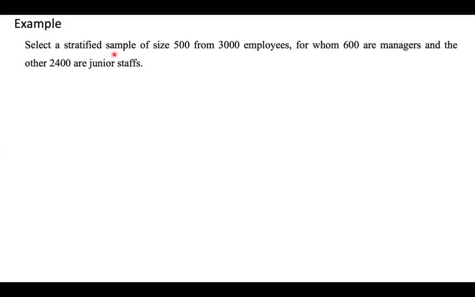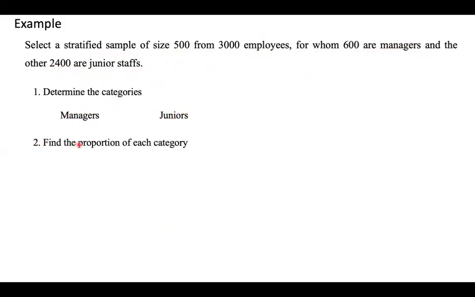Finally, stratified sample, and same thing as before, but this time we need 600 to be managers and 2,400 are junior staffs. So what do we do here? We need to determine the categories that we have. So we have the 2 categories from the employees, managers and junior staffs. So we write down managers and junior staff. Then we need to find a proportion of each category.